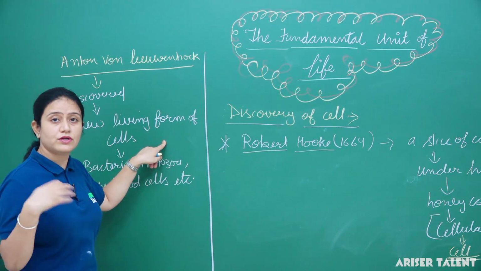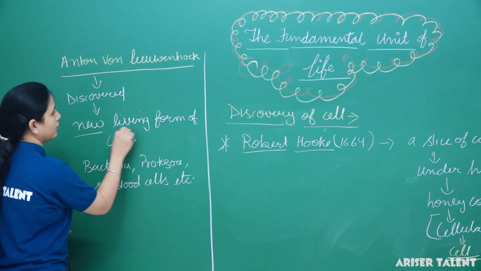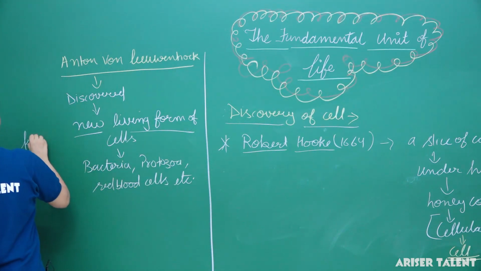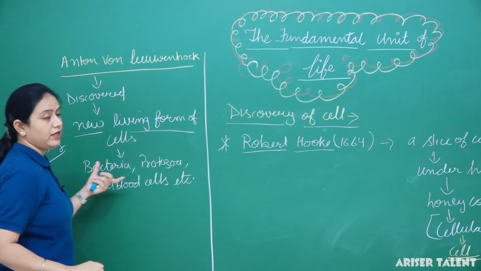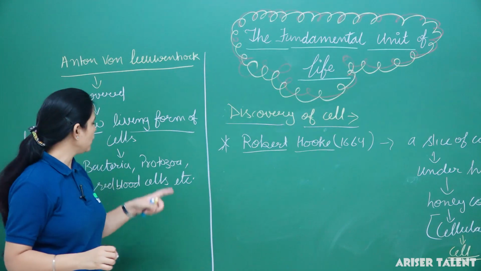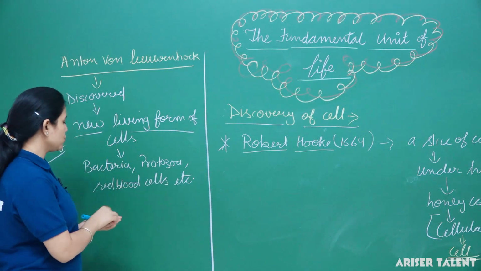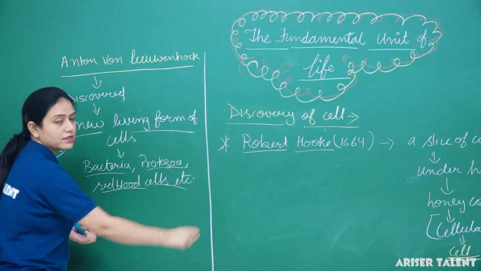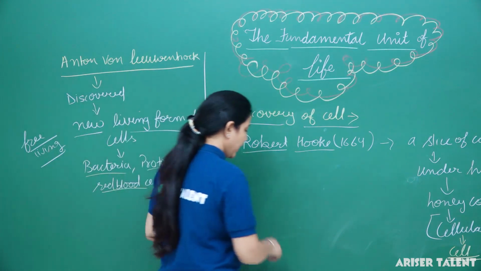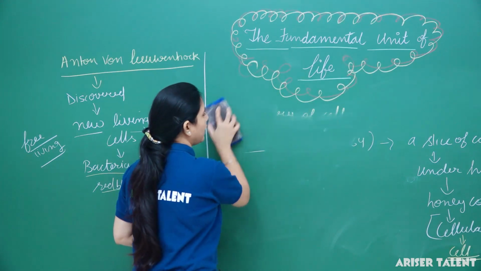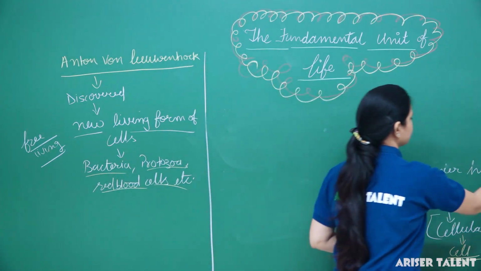forms of cells which were free living. We can mention they were free living forms. So he discovered the free living forms of cells. What were they? They were bacteria, protozoa, red blood cells, sperms, etc. They were discovered by Anton von Leeuwenhoek. Then cell theory was given by Schleiden and Schwann.